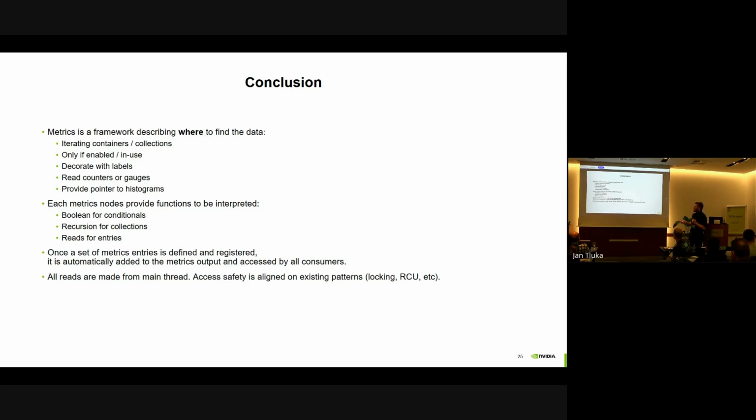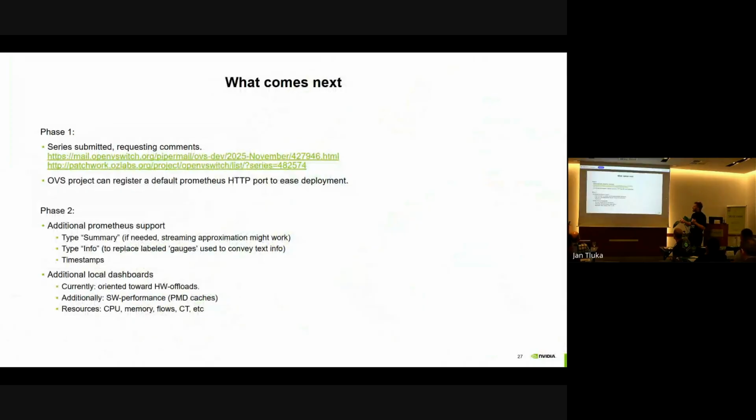Finally, the access pattern here is all executed in the main thread, meaning that the main thread is already the reader for many of those metrics. So all this access pattern is pretty well defined. So you have the logs, you have already the reader limits set in place. Right, so the metrics framework is already available on the mailing list. Yeah, it's still at RFC level. Also, the OVS project could try to register an official HTTP port so that deployment could be easier. And then later on, we can maybe think about more improvements.